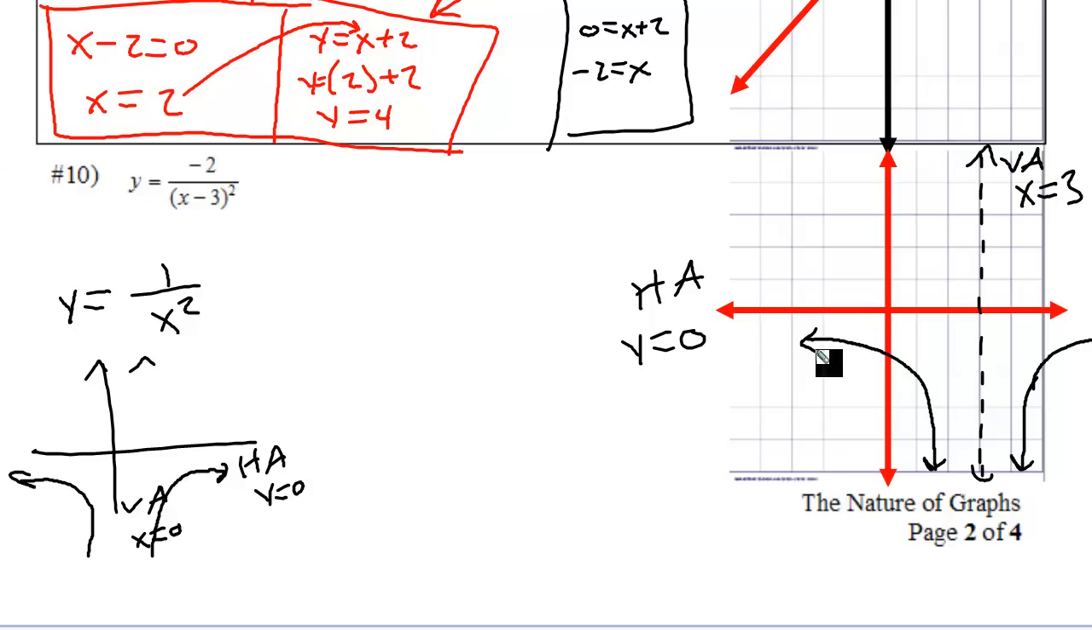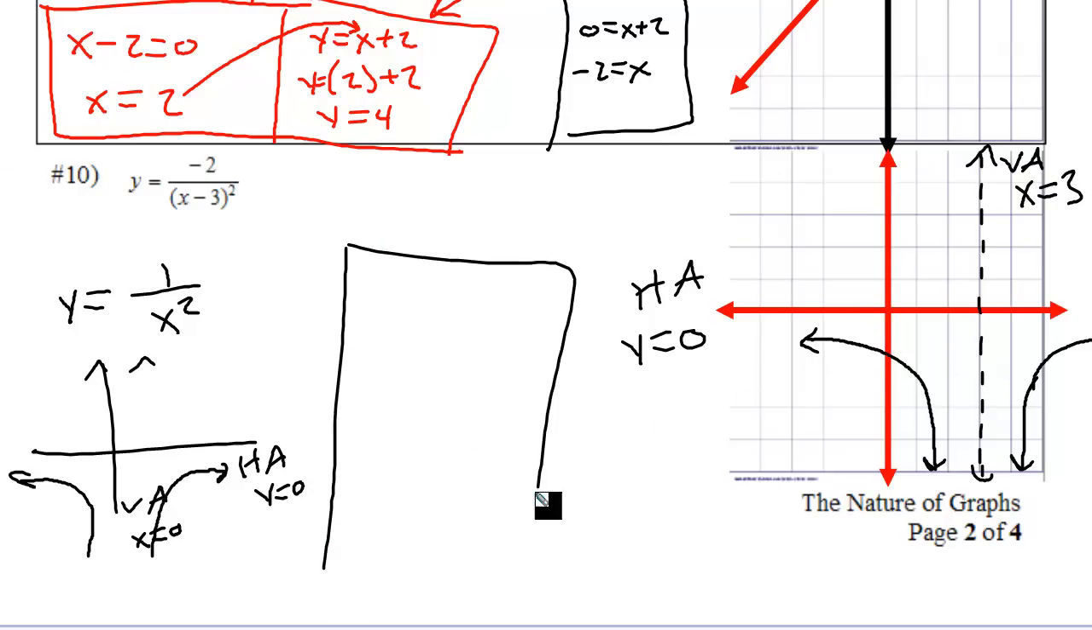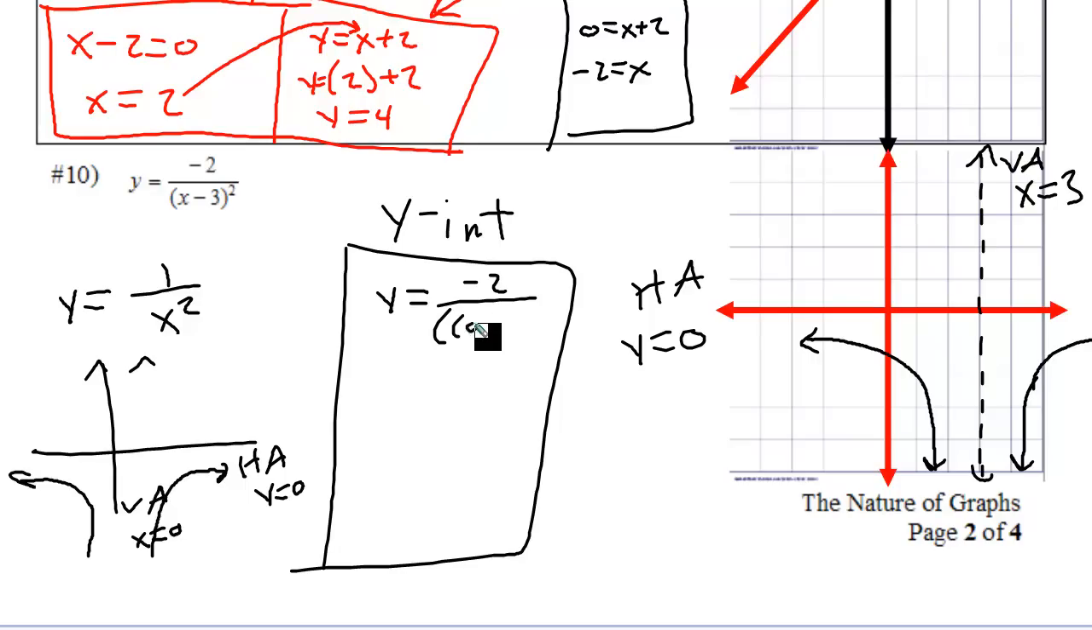Oh, I got to find this y-intercept. There's no x-intercept because it doesn't cross the x-axis. You can use your calculator if you want. I'm not going to because I'm a man. Put 0 in for your x value. Negative 3 squared is a negative 9. So I got negative 2/9 is my y-intercept.